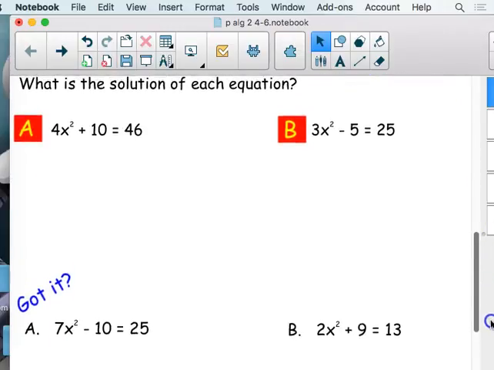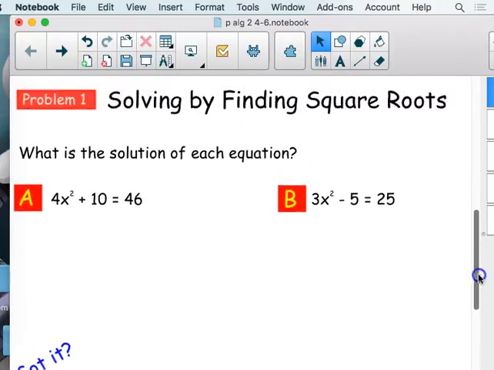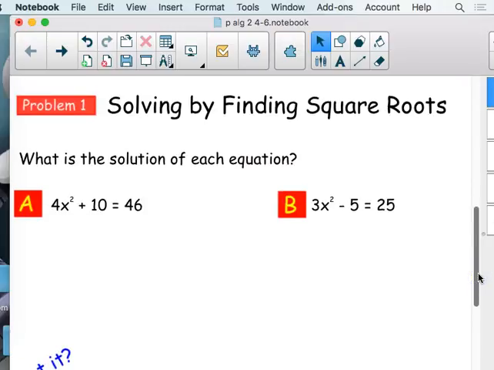These are taking us back to where we're just solving. So it says solving by finding square roots. What is the solution of each equation? And initially you might look at this and say, okay, I'll get a 0 on one side and then I'll factor it. Well, that's one way to do it. But I'm looking at this and I notice something's missing.